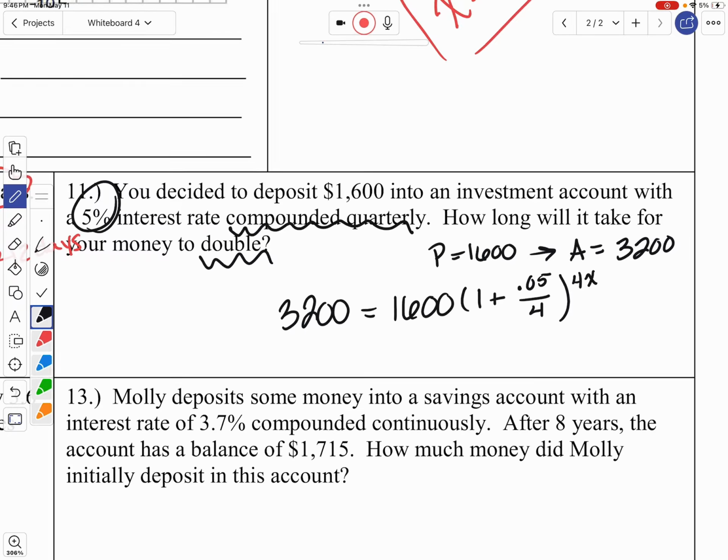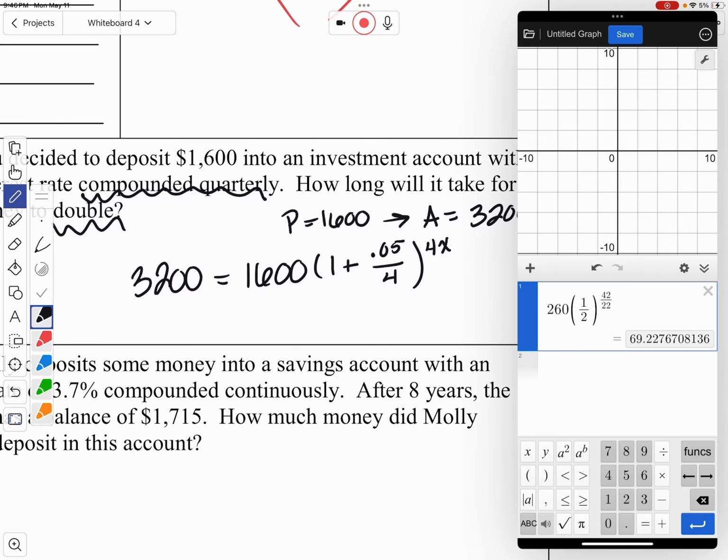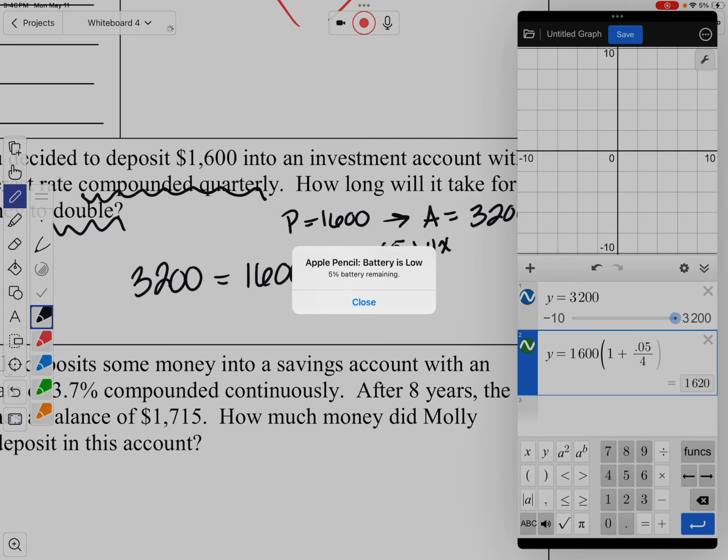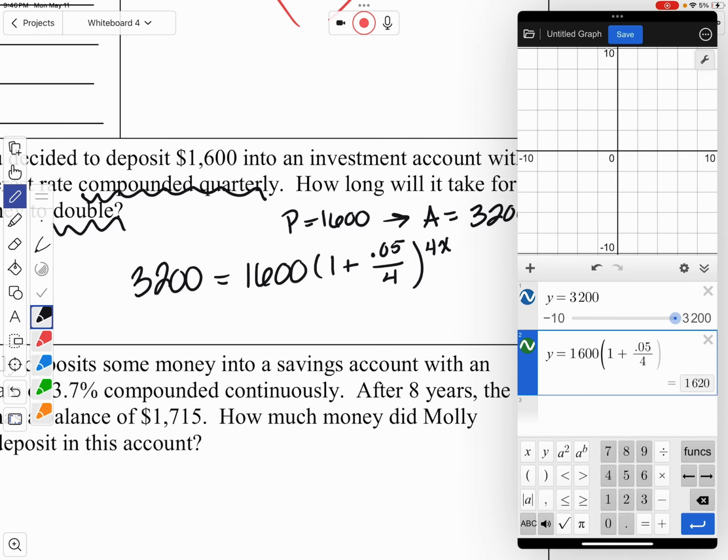I've got an equation. I've got an equal sign. So y is equal to 3,200. That's what I want to finish with. Y is equal to 1,600 is what I started with. I'm going to grow it by 5% every quarter. And I'm going to look at that 4 times a year for a certain amount of time. And I don't know what that time is.